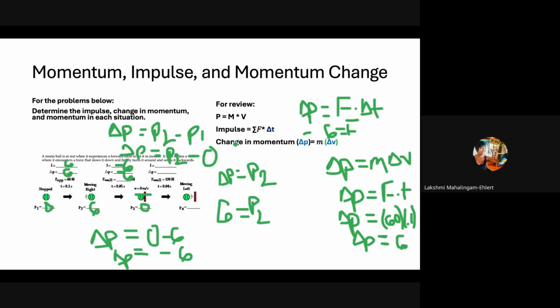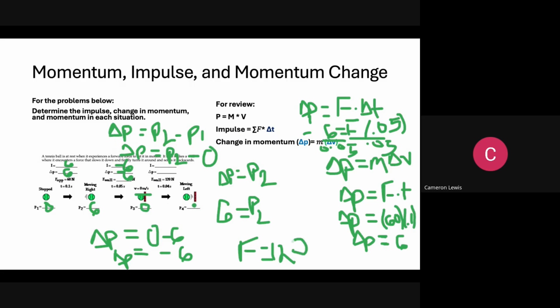0.05 seconds. I see multiplication, so I'm going to do division. If I divide each side by 0.05, I should be able to find my force. What do we get when you divide 6 by 0.05? 120. Negative 120. The negative just tells us the direction. I'm about to erase all this so it can be clean.